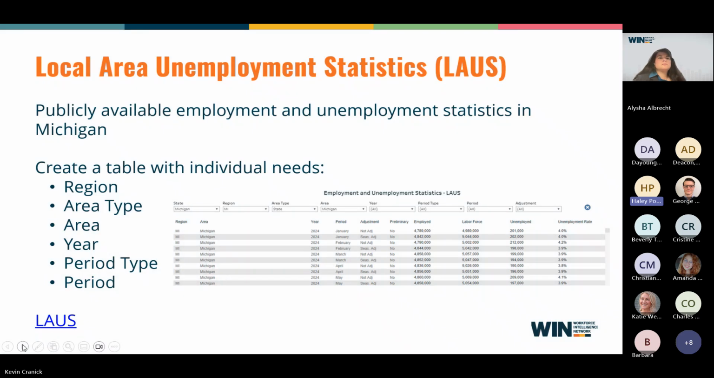All of the data that we're using is Q3 2024 WIN region LMRs from the report that was published in January. So this is the local area unemployment statistics, LAUS, which is publicly available employment and unemployment statistics in Michigan. I really like this resource. It's free to use. It's very easy to pull the different data because it is only by region, area type, area, year, period type, and period.